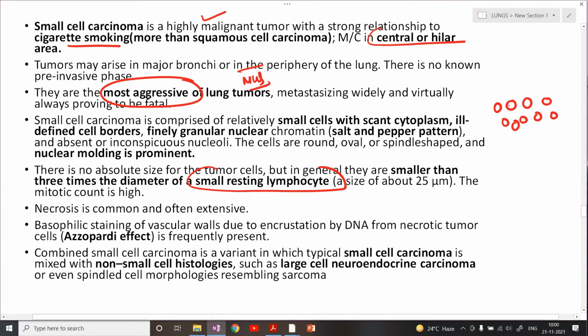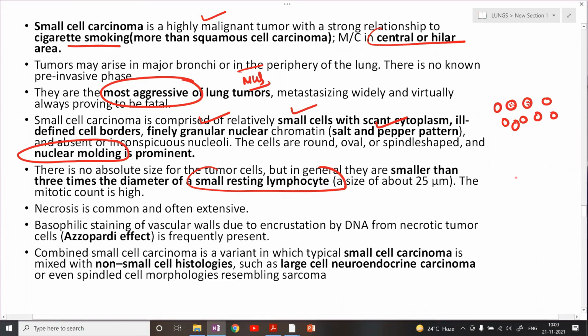Okay, they have a salt and pepper nuclear chromatin. These are all features of any neuroendocrine tumor. They have salt and pepper, open chromatin, finely granular chromatin. They have ill-defined cell borders. These are small cells with very scant cytoplasm, ill-defined cell borders, finely granular chromatin, salt and pepper chromatin. And very important is the presence of nuclear molding.